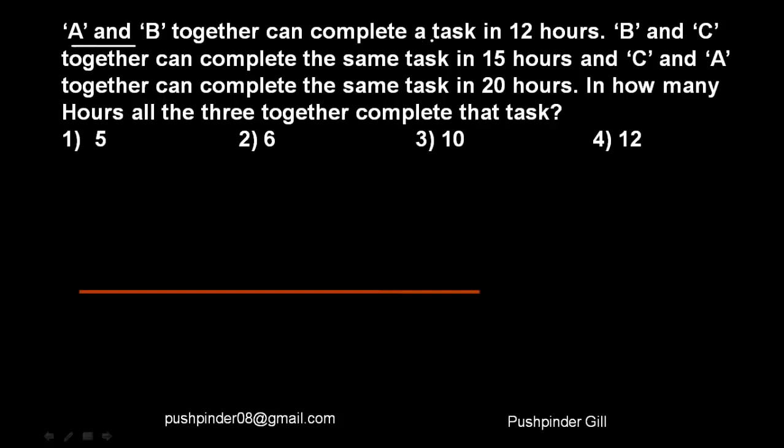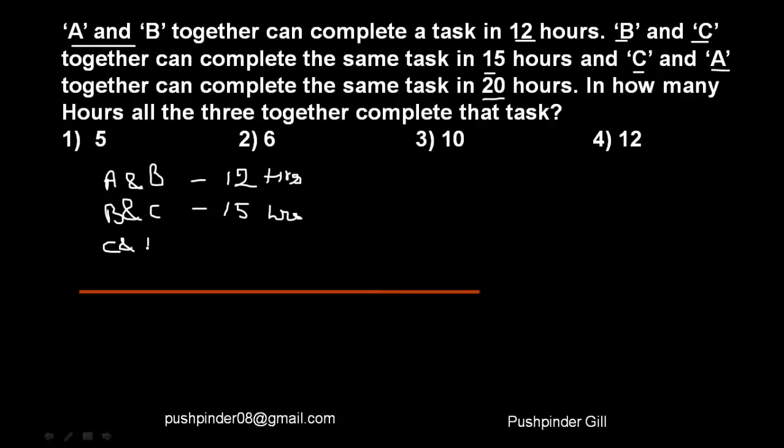Now it says A and B can finish the task in 12 hours. So A and B together can finish the task in 12 hours. B and C together is able to finish the task in 15 hours, and C and A together is able to finish the same task in 20 hours. So C and A together is able to finish the task in 20 hours, right?